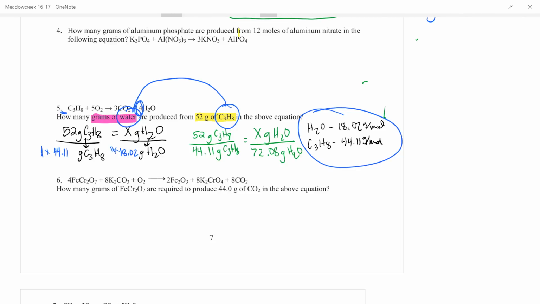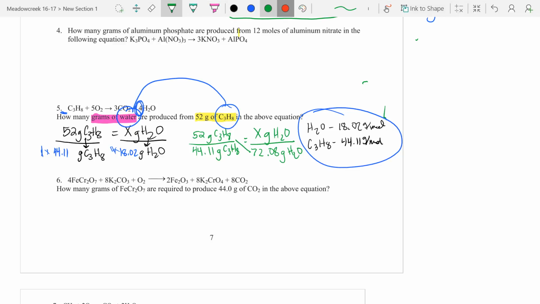So when I cross multiply, I'm going to multiply 72.08 times 52, and then divide that number by 44.11, and I will get 84.97 grams of H2O equal to X grams of H2O.